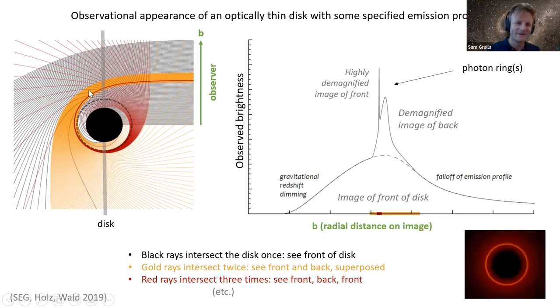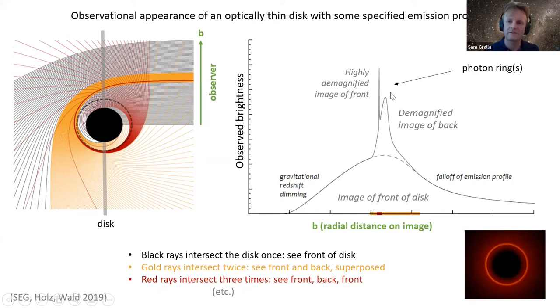We keep following that ray until it hits the back of the disk. And so we're going to actually see the back of the disk and the front of the disk at once. And that's what's going on here. If we had turned off those orbiting pieces and just had the direct image, it would look like this. But instead, we have a whole other copy of the backside of the disk.